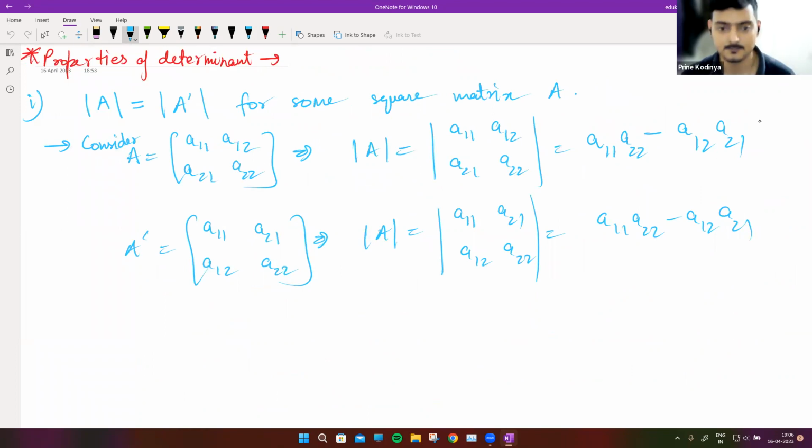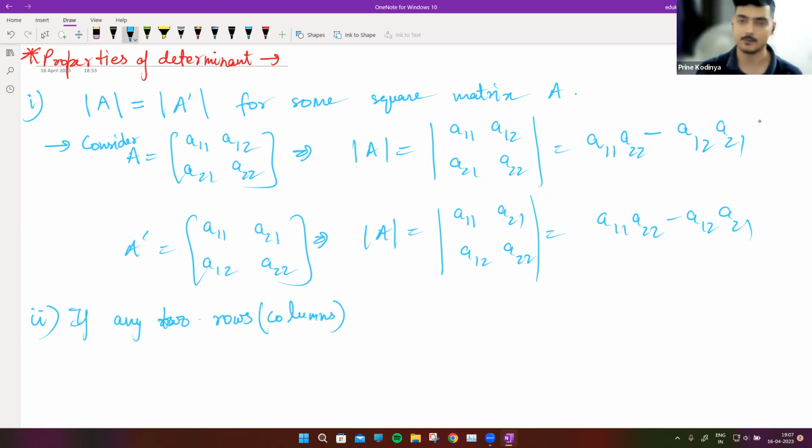Now the second property is, when you interchange any 2 rows or any 2 columns, the sign of the determinant would be minus times. So if any 2 rows, or for that matter columns as well, whatever is allowed for rows is allowed for columns as well. If any 2 rows or columns are interchanged, in the first case we have interchanged rows and columns.